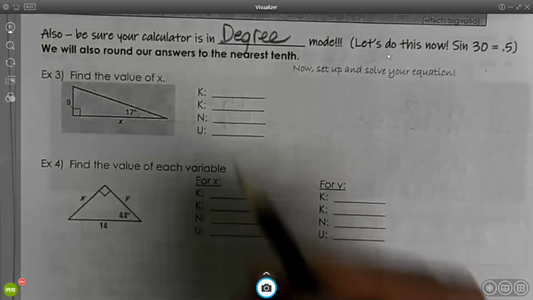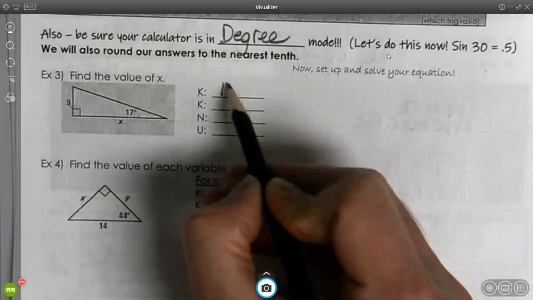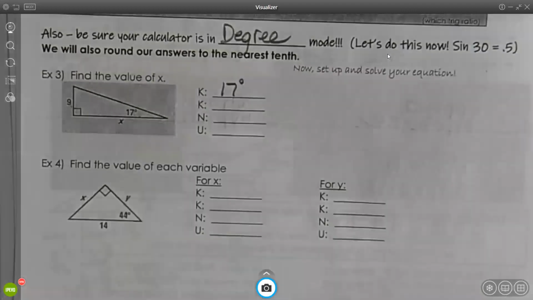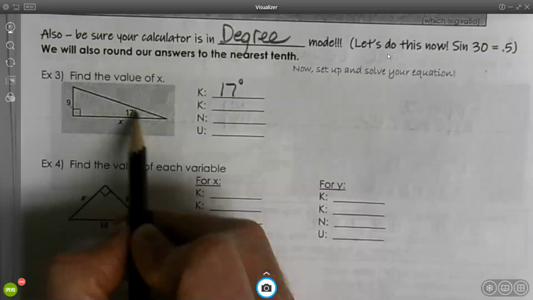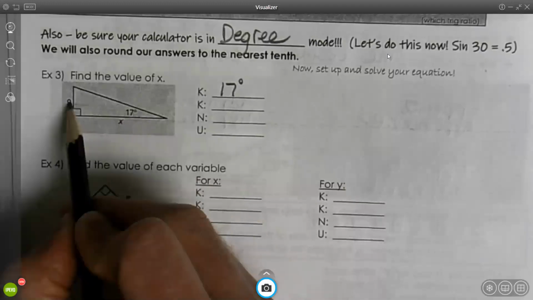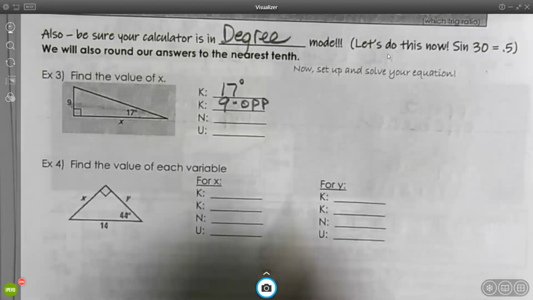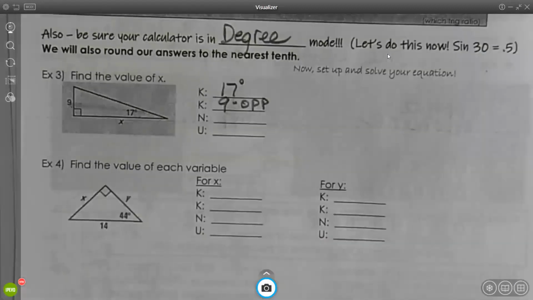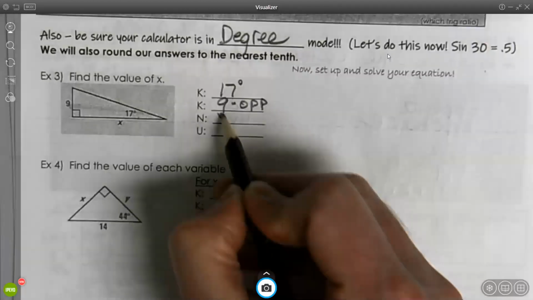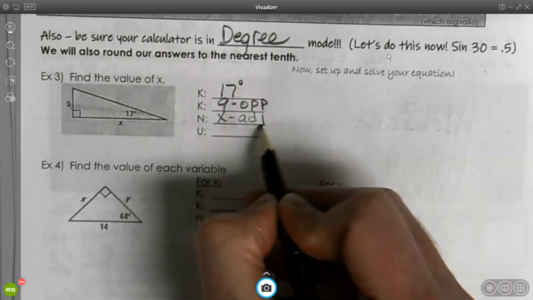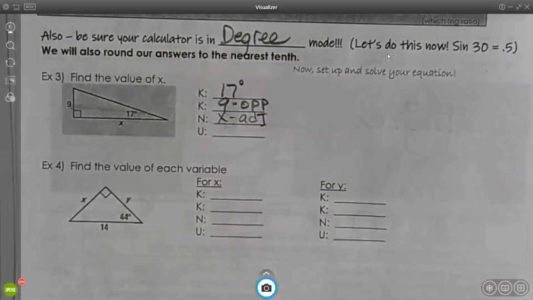So what do we know? We know we have a 17-degree angle. We also know that across from that 17 is the 9, and that would be called the opposite. That's the opposite side. What do we need to figure out? We need to figure out x, which is the adjacent side. So we're going to be working with the opposite side and the adjacent side.